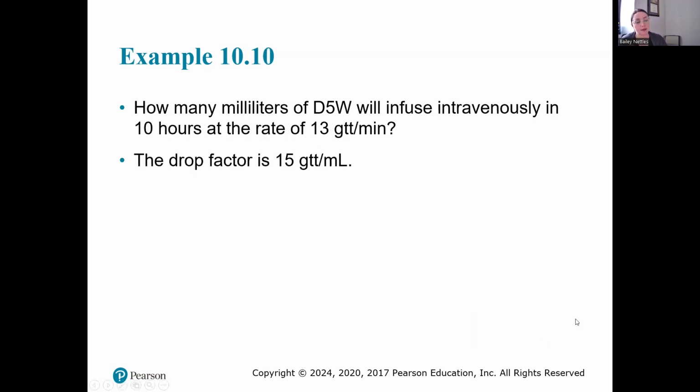All right. So how many milliliters of D5W will infuse IV in 10 hours at a rate of 13 drops per minute if the drop factor is 15 drops per mil? Once again, pause if you need to.